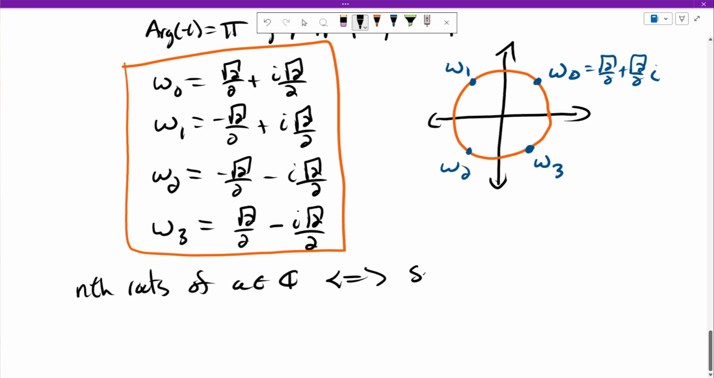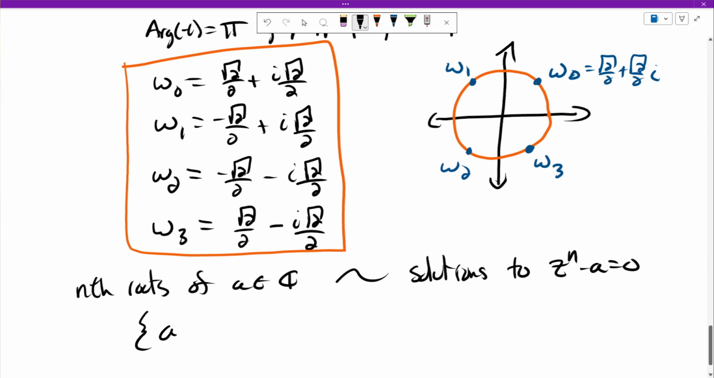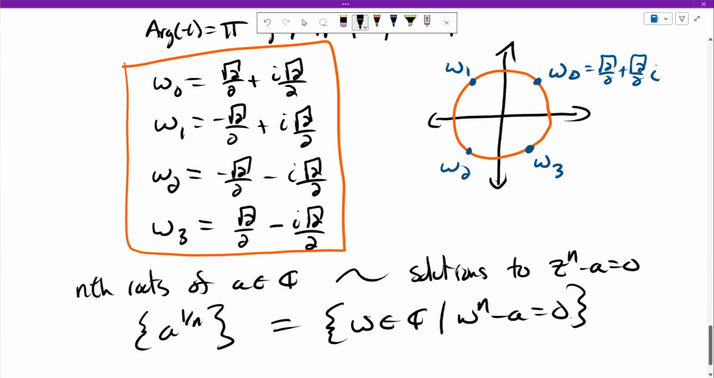correspond to solutions. Well, it's not an implication. Let me say correspond to solutions to z to the n minus a is 0. Now we could be a little bit more theoretical about this correspondence. So we can say the collection of nth roots for a fixed complex number a is the same as the w's in the complex numbers such that w to the n minus a is 0. It's the same set.